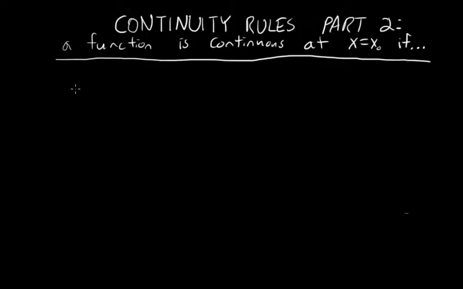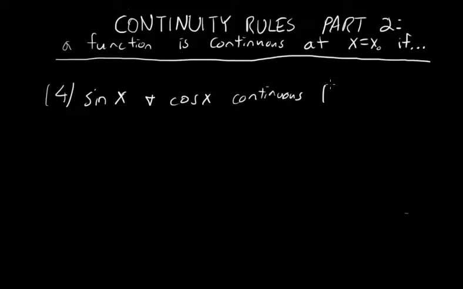So in the previous video we covered 3 continuity rules, so we're going to start this video with rule number 4. And that's that the function sine of x and cosine of x are continuous for all real values of x. For all real x. And I kind of explained this graphically in a previous video.